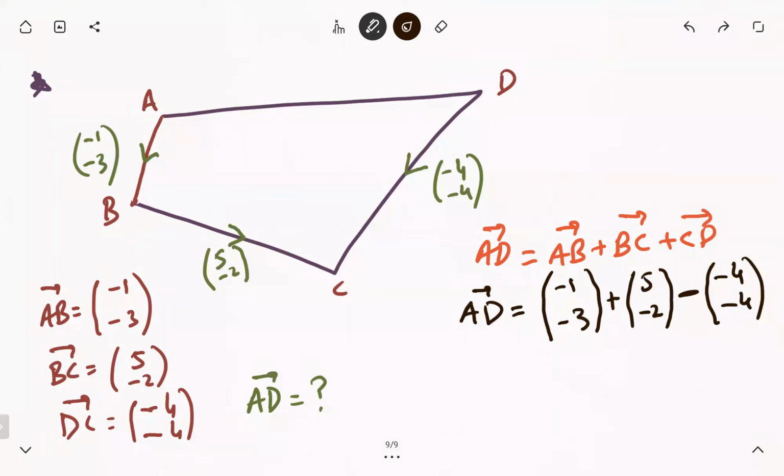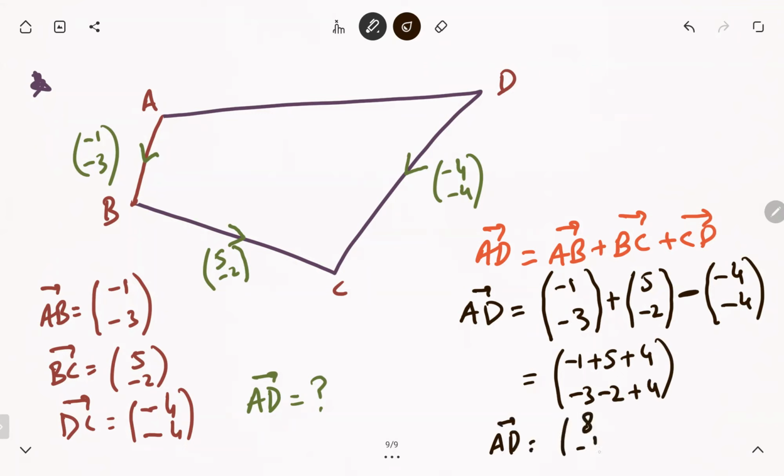नाउ जस्ट द matrices एडिशन सब्ट्रैक्शन वो करें, आपके पास आंसर आ जाए. तो वेक्टर AD विल बी -1 +5 +4, -3 -2 +4. What's the answer for vector AD? It is 8, -1. So the column vector AD is 8, -1.